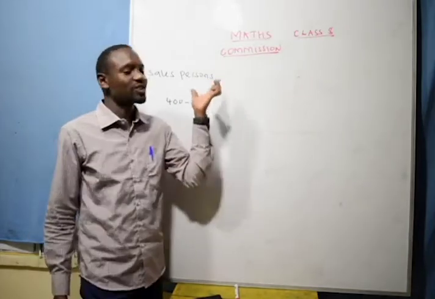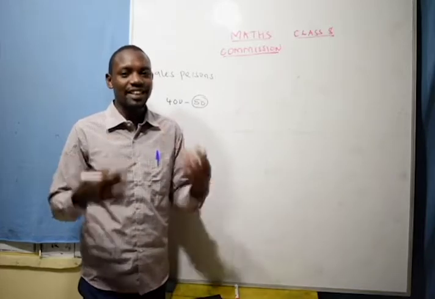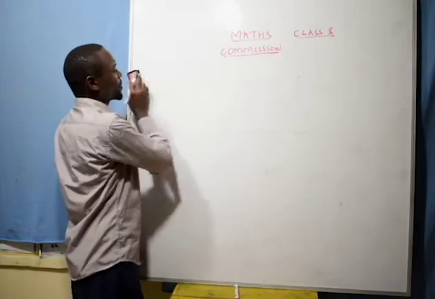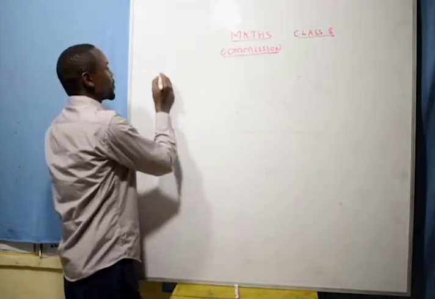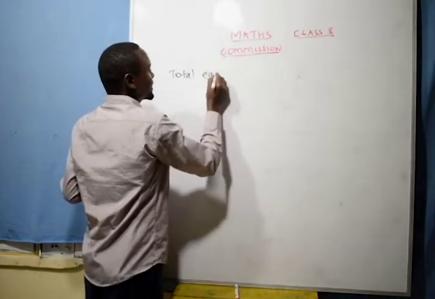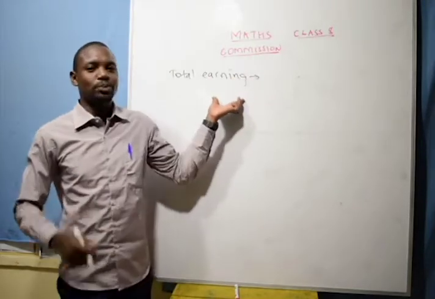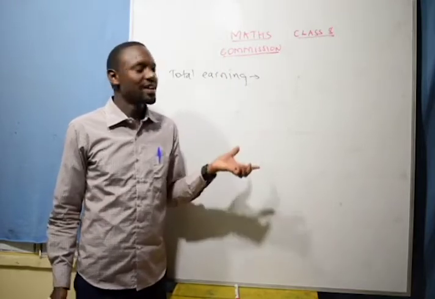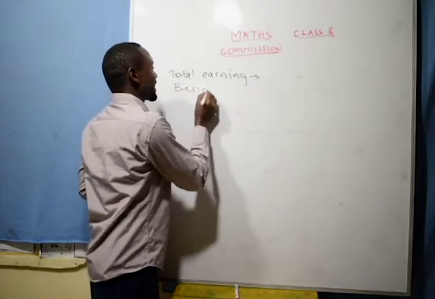The main purpose for using commission is to motivate the salespersons. This is like the salary for the salesperson. Now, when talking about commission, we have to look at the total earnings. The total earnings is the amount of money a salesperson gets after selling, for example, in 1 month. We have total earnings and the basic salary.